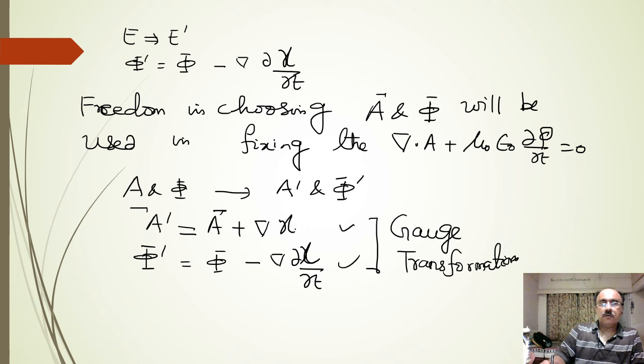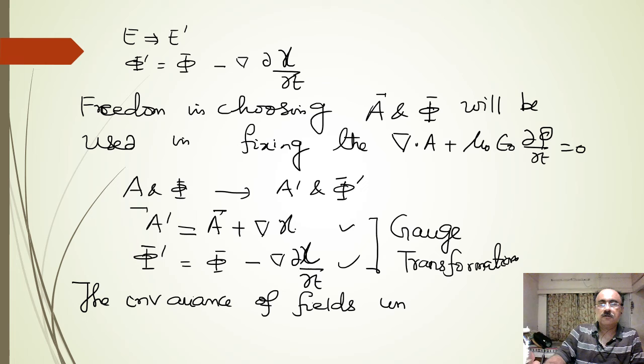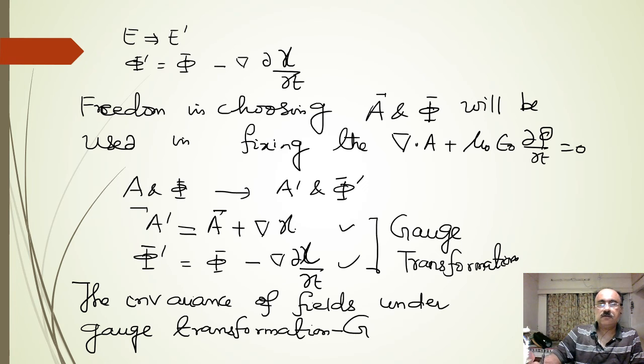And the invariance of fields E and B under gauge transformation is called gauge invariance. This is called gauge invariance.